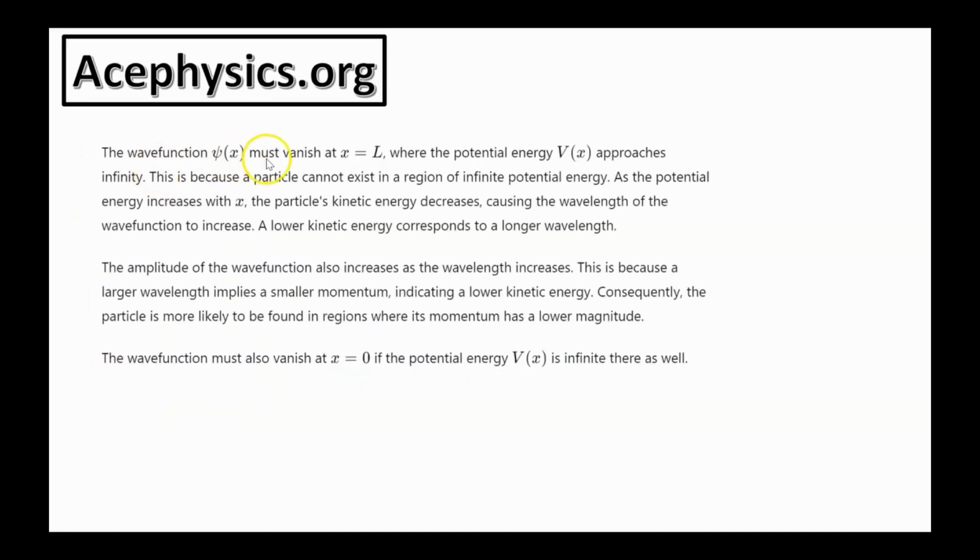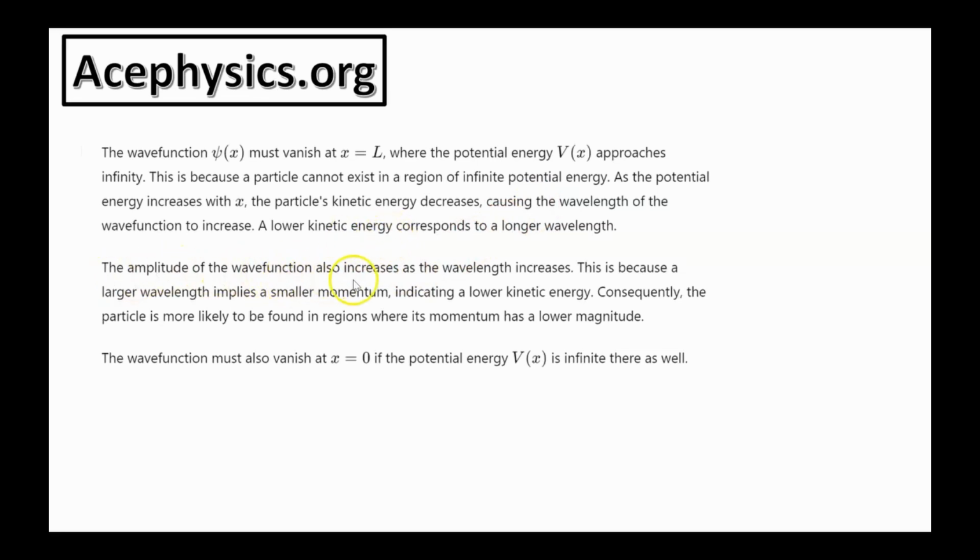The wave function psi must vanish at x equals L, where the potential energy V(x) approaches infinity. This is because a particle cannot exist in a region of infinite potential energy. As the potential energy increases with x, the particle's kinetic energy decreases, causing the wavelength of the wave function to increase. A lower kinetic energy corresponds to a longer wavelength.